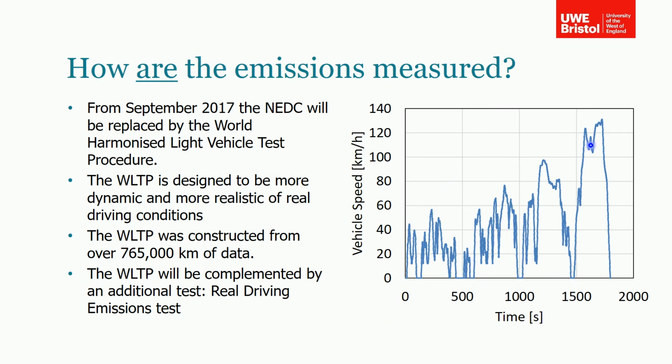And the idea is that this attempts to model real-world conditions better. The WLTP was constructed from over 765,000 kilometres worth of data, collected from, I think, 10 or 11 countries and a range of continents. The idea is that you're ironing out everything but the drive behaviour here, so this is meant to be the average driving behaviour of a typical citizen worldwide.